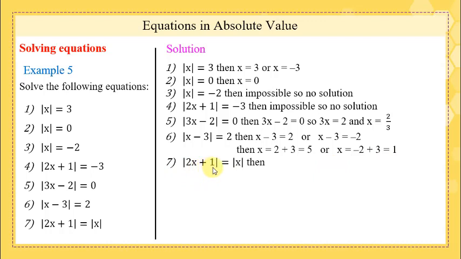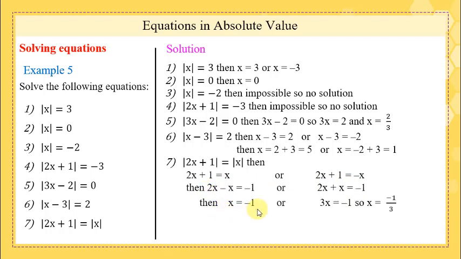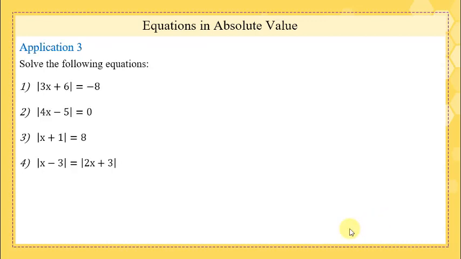Absolute value of 2x plus 1 equals absolute value of x. Then 2x plus 1 equals x or 2x plus 1 equals minus x. Solve here to find x equals minus 1 or x equals minus 1 over 3. Application 3. Stop the video and solve.